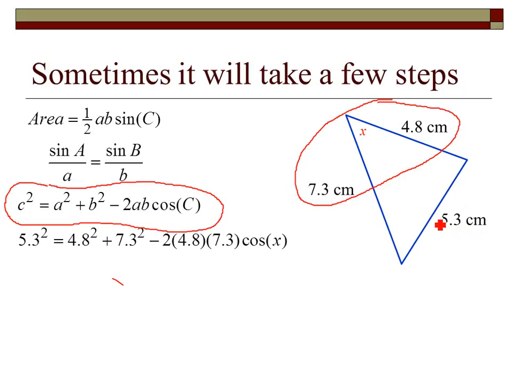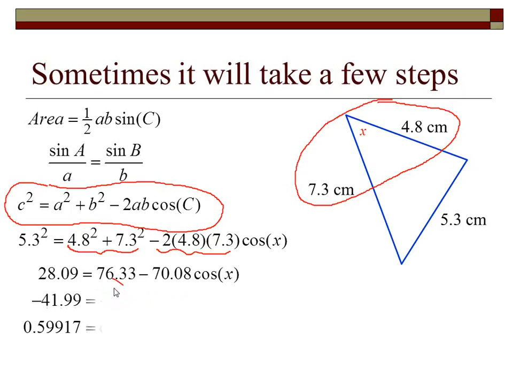Okay, so remember when we solve this one, first do the 5.3 squared, that's 28.09. We're going to add those 2 pieces together, gives us 76.33. Add these 2 pieces together, we get 70.08. We're going to subtract 76.33 from both sides, divide by negative 70.08. We get cosine of x is going to be 0.59917. Inverse cosine means the angle there is 53.19 degrees.